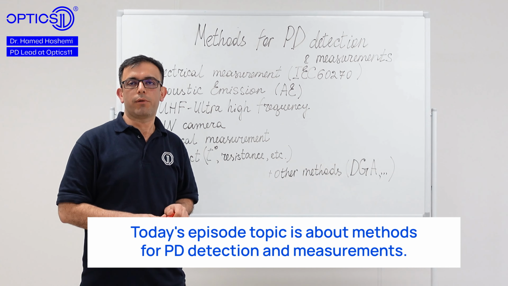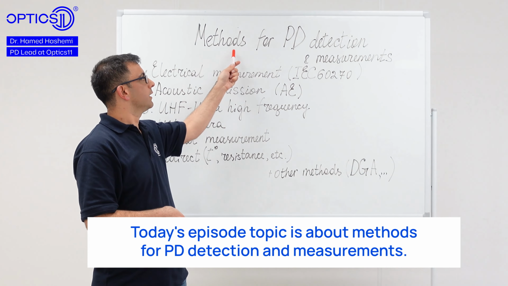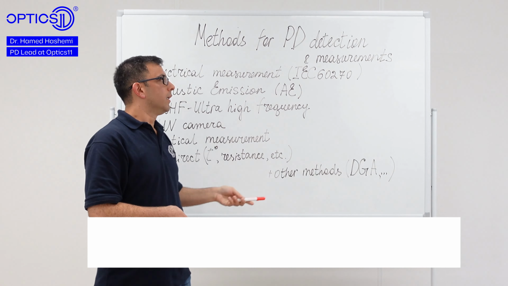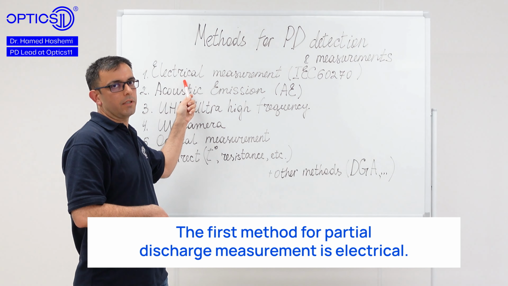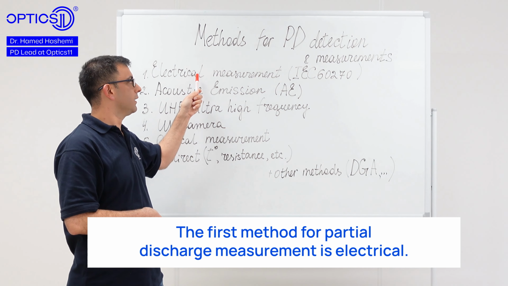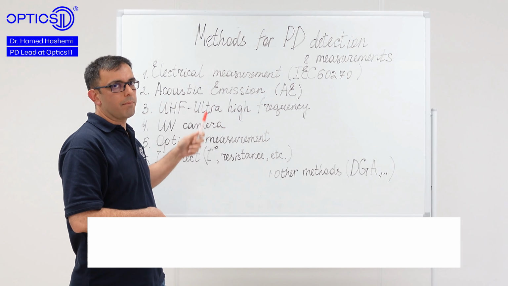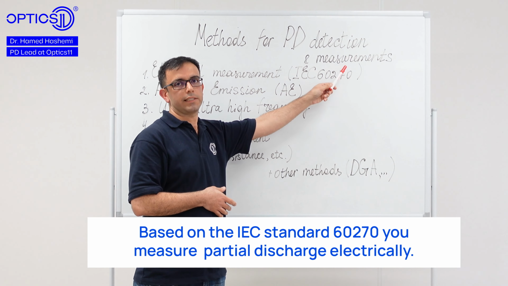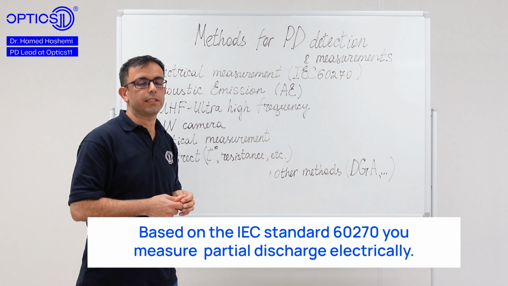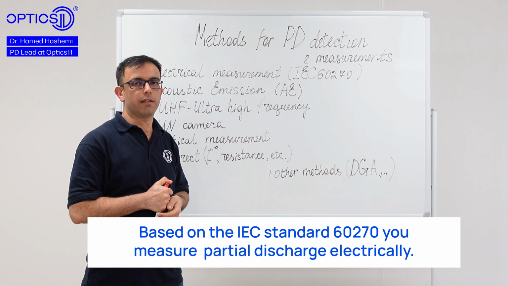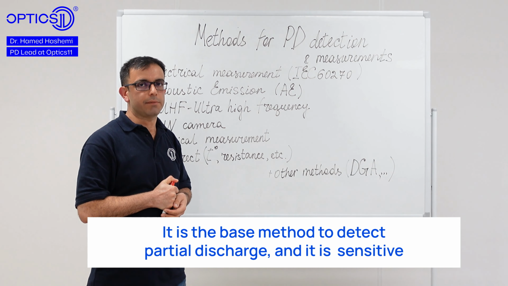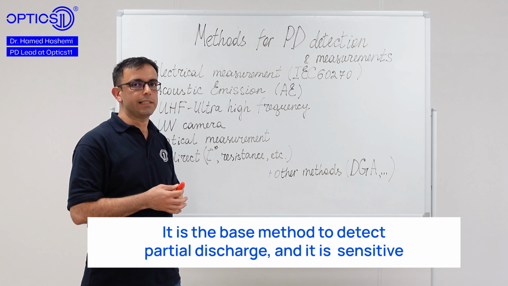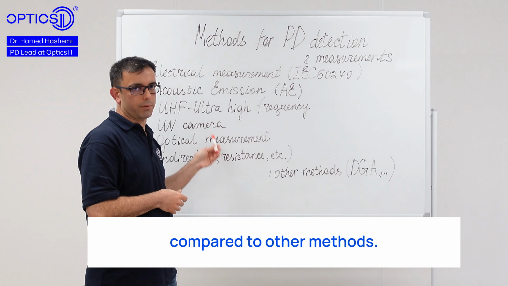Today's episode topic is about methods for PD detection and measurements. The first method for partial discharge measurement is electrical. Based on the IEC standard 60270, you measure partial discharge electrically. It is the base method to detect partial discharge, and it is sensitive compared to other methods.